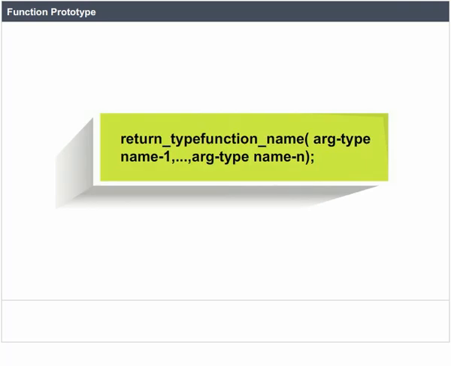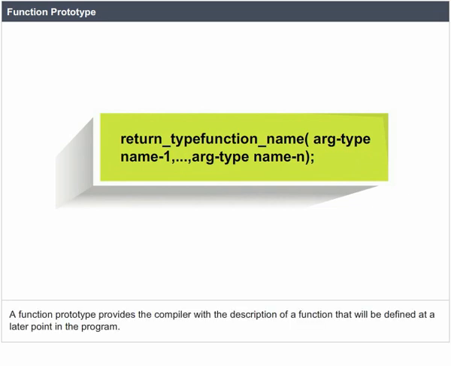Function prototype: return type, function name, open bracket, arg-type-name-1 through arg-type-name-n, close bracket. A function prototype provides the compiler with the description of a function that will be defined at a later point in the program.